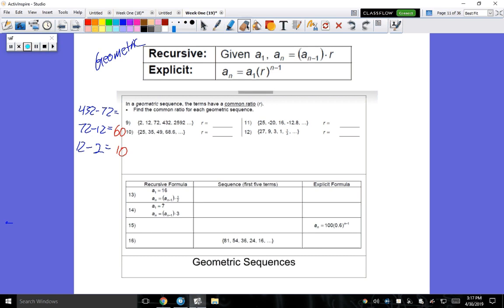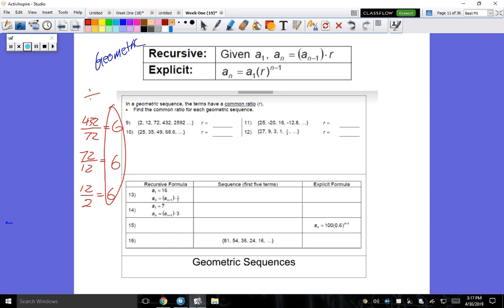Here, if the subtraction doesn't work, we're going to immediately go to what? Division. So we'll say 432 divided by 72. 72 divided by 12. 12 divided by 2. And sure enough, all of these equal 6. So because it was through division, we know that these are going to be geometric common ratios. The common ratio is 6. So r is 6.